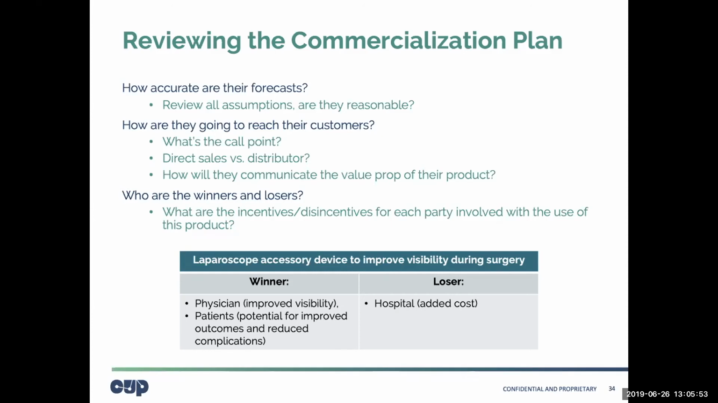But there is a loser, right? You're probably going to charge a premium for that product, so the hospital has added cost to be able to provide that new device for their physician. So just understanding who the winners and losers are can help you understand. In this case, if it's the hospital making purchasing decisions, and it's a device that's expensive enough where a surgeon can't just say, I want it, and they'll buy it, and it goes through maybe the CFO's office, you have to find a way to convince the CFO why they should pay more for something.